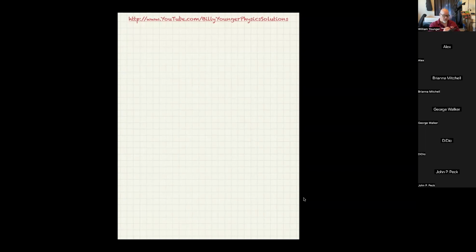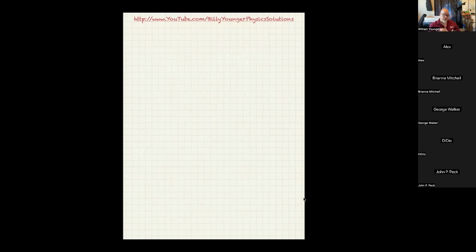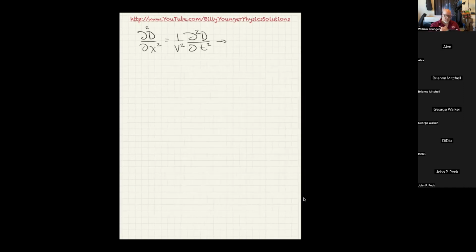The real wave equation is a second order partial differential equation. I'm just going to write it down so you'll know more or less what it looks like. It's the second partial of D, where D is whatever's doing the oscillating. For instance, if we're talking about an ocean wave, it's the height y of the ocean wave, where y equals zero corresponds to sea level. So it's the second partial of that with respect to x squared is equal to 1 over v squared times the second partial again of that D, but this time with respect to time squared. That is the nature of a wave equation. So this is the real wave equation.